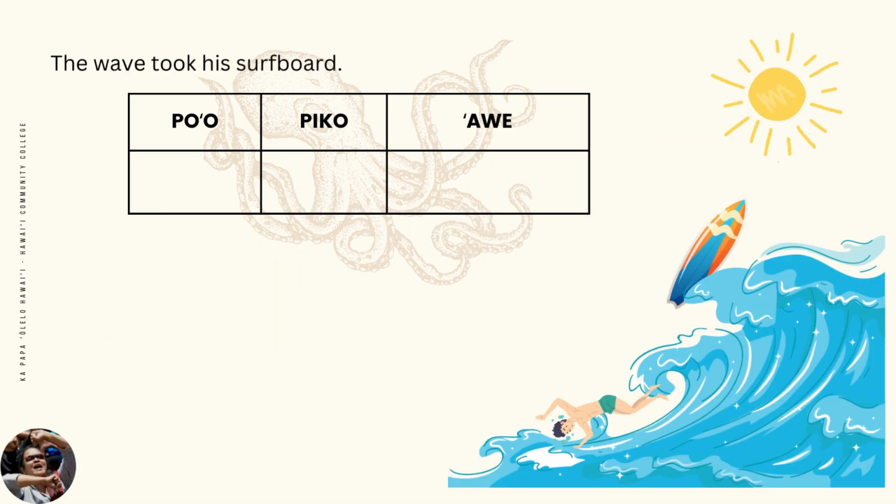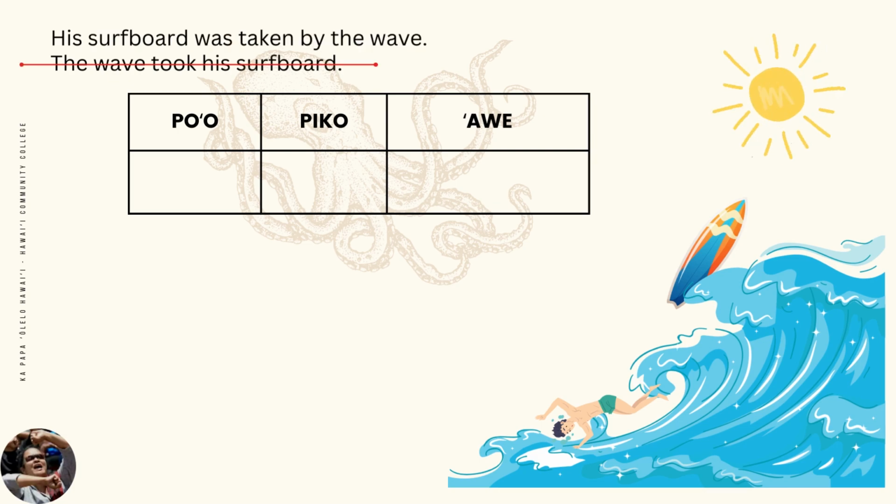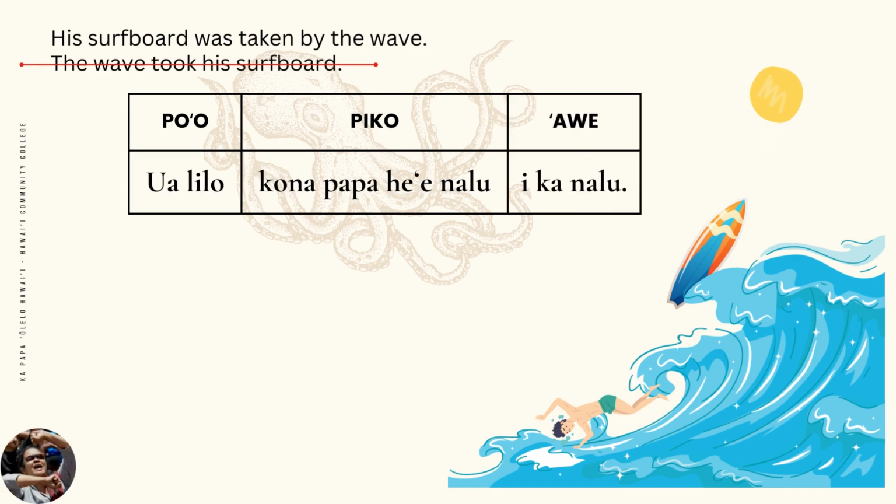Let's look at another example. The wave took his surfboard. In this context, the word for take is lilo, which is an ʻAʻano. However, this sentence is an active sentence, so our first step is to tweak this into a passive sentence. His surfboard was taken by the wave. Now we can translate the sentence with the ʻAʻano lilo. Ua lilo kona papa heʻenalu I ka nalu.